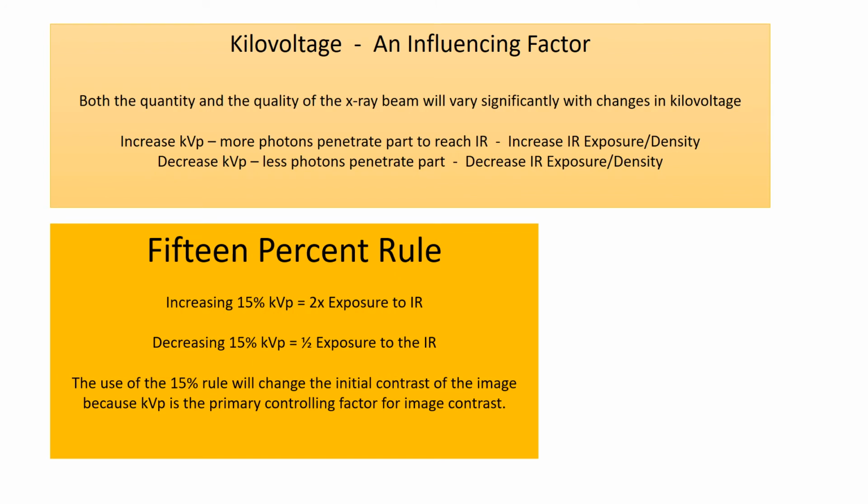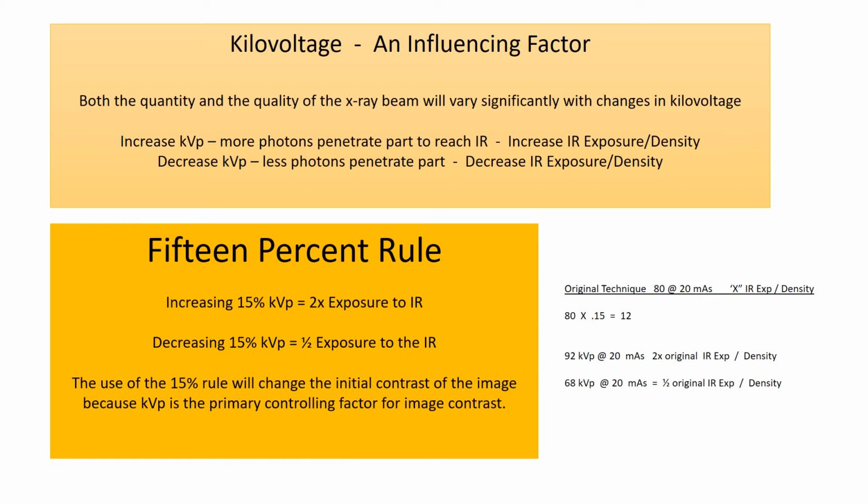The 15% rule, we've talked about this. Remember, if we increase our kilovoltage by 15%, we're going to double the amount of exposure reaching the IR. Conversely, if we decrease our kilovoltage by 15%, we're going to halve the exposure to the IR. We want to keep in mind down at the bottom there, the use of the 15% rule will change the initial contrast of the image, because kVp is the primary controlling factor for image contrast. So that's why, if we've got an image that's too light or too dark, we try not to manipulate the kVp. We'd rather change the mAs. Sometimes we can't change the mAs, and we have to change the kilovoltage.